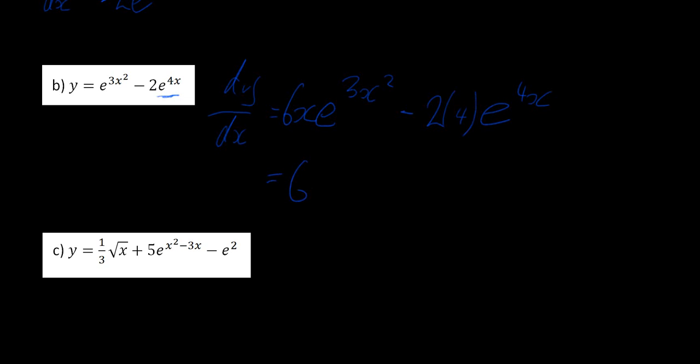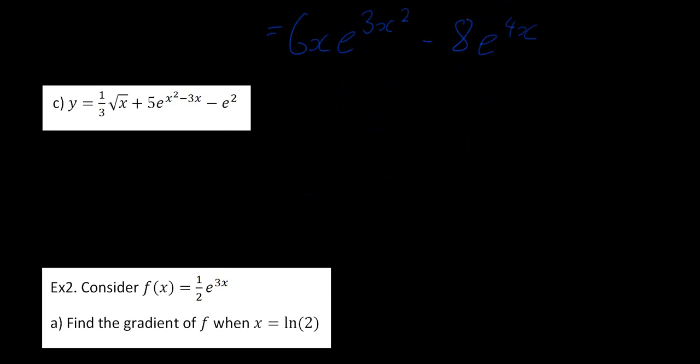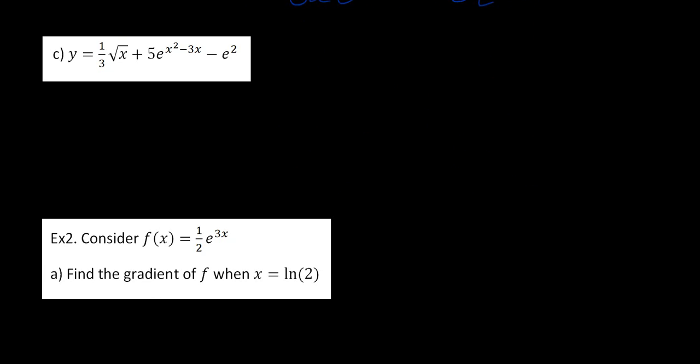And so just to clean this up, first term stays the same, and the second term is 8 times e to the 4x. Alright, so this one looks a lot messier, but just like how we deal with the derivative of ax to the power of n, let's just change this into index form first. So I'll just use a different color for this.